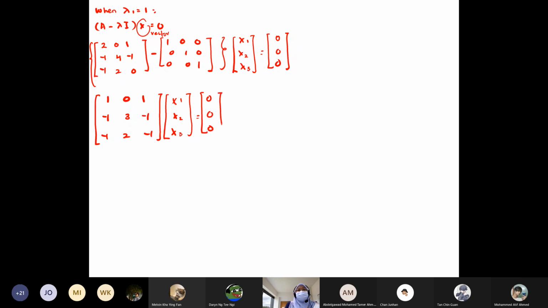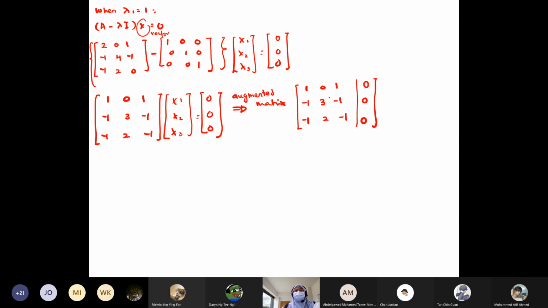From here we change into the augmented matrix so that we can do the reduction of the row. So 1, 0, 1, minus 1, 3, minus 1, minus 1, 2, and minus 1, separated by a line or dotted line. That is easier for you to do the reduction.